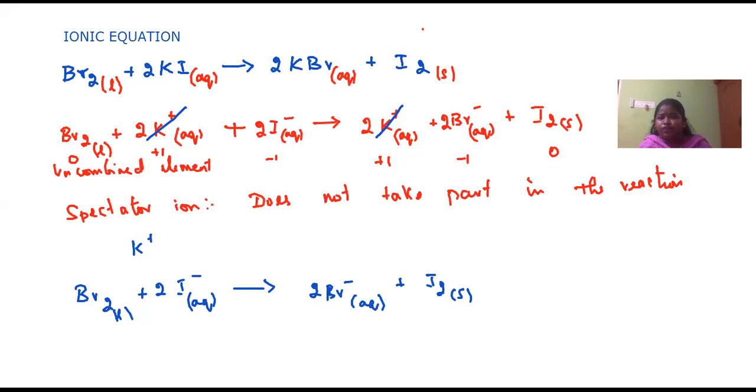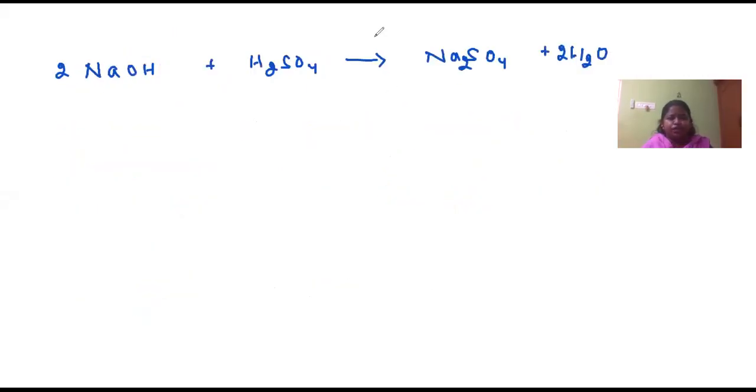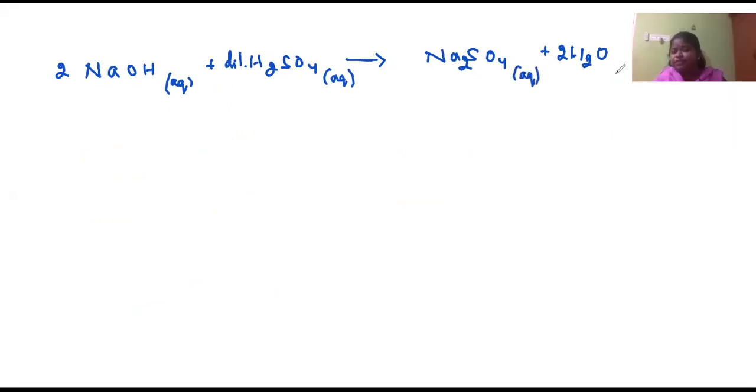Let's see one more example. Here is the next example: NaOH reacts with sulfuric acid. This is just a neutralization reaction, base with acid, which leads to salt plus water. So how to write the ionic equation for this? NaOH is aqueous. It reacts with dilute sulfuric acid. If it were concentrated it would be liquid, but since it is dilute sulfuric acid, it is aqueous. And the salt solution is what you will get, so this is also aqueous. Water's state symbol is liquid.